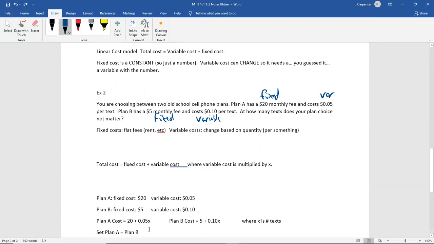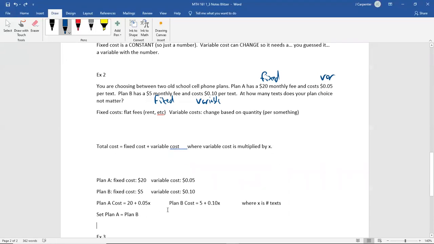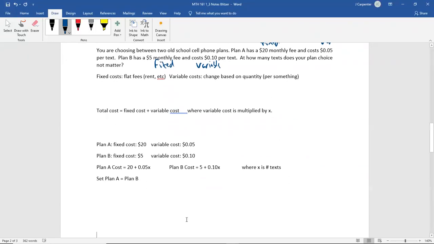So setting Plan A's cost equal to Plan B's cost, this is exactly like setting y1 equal to y2 in one of those examples we did last class with the rational equation. Plan A is like our y1, Plan B is like our y2. So doing that, this is where my work will go. You'll get 20 plus 0.05x is equal to 5 plus 0.10x.